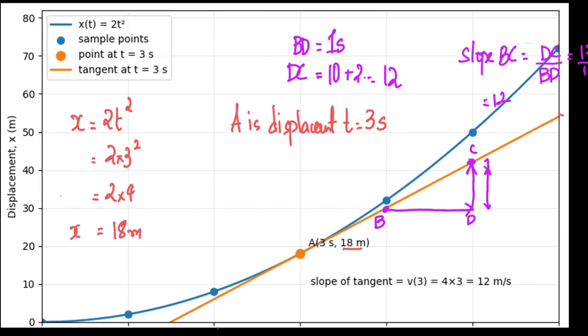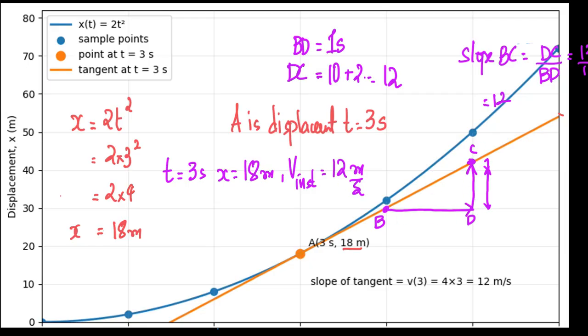Okay, so when x is equal to 18 meters, at time t is equal to 3 seconds, what is the corresponding displacement? It is 18 meters. And what is the velocity at that instant? It is correspondingly 12 meter per second. How do we get this? We draw a tangent at A and then find the slope of the tangent, which gives us 12 meter per second.